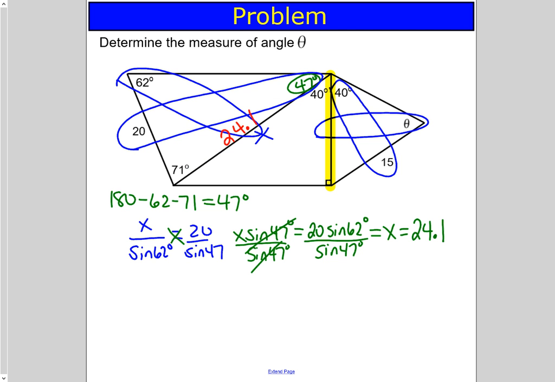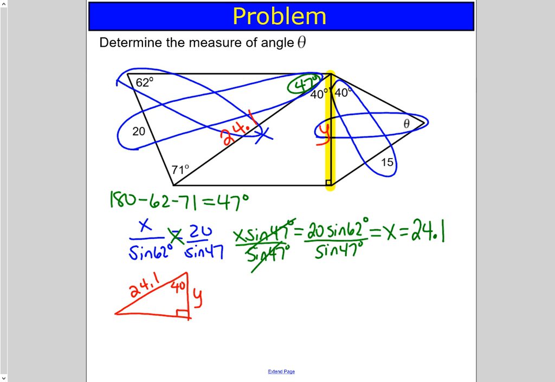And now if I keep looking at this diagram, I see my right triangle. See that right triangle right there in the corner where this is 40. And now I know that this side is 24.1. And the side that I'm looking for, that highlighted side, I'm going to call it y. That's the side that I want to have, because then if I have that side, I can set up my sine law in order to solve for that missing angle.